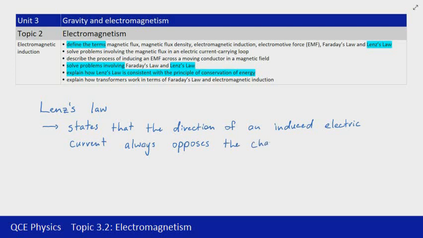So whenever the current flows, it's always going to oppose the change in the circuit or the change in the magnetic field around that circuit that produces the current.